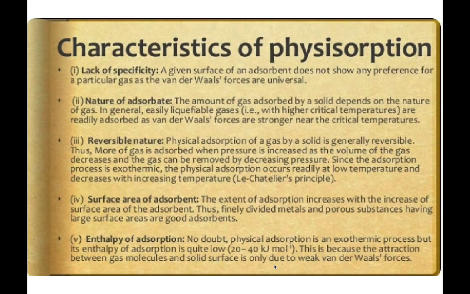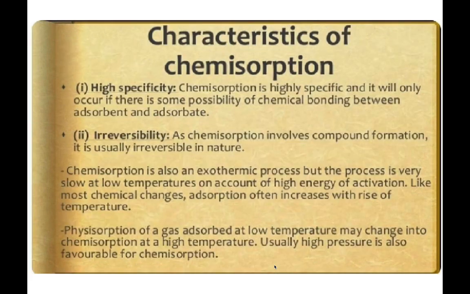Then the fourth point is the surface area of the adsorbent. Adsorption's extent increases when the surface area increases. Finely divided metals and porous substances, which have large surface areas, are really good adsorbents. The fifth point is enthalpy of adsorption. We already said that physical adsorption is an exothermic process, but its enthalpy is very low. Why? Because the attraction between gas molecules and the surface of the solid is only due to weak van der Waals forces.